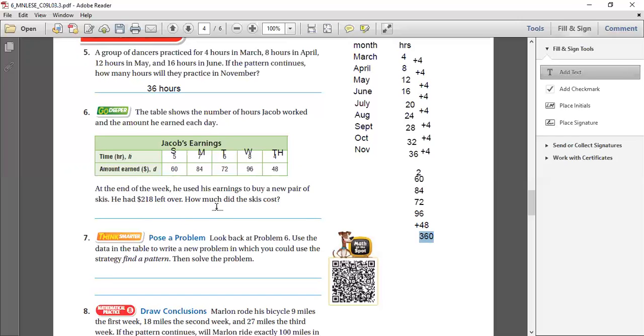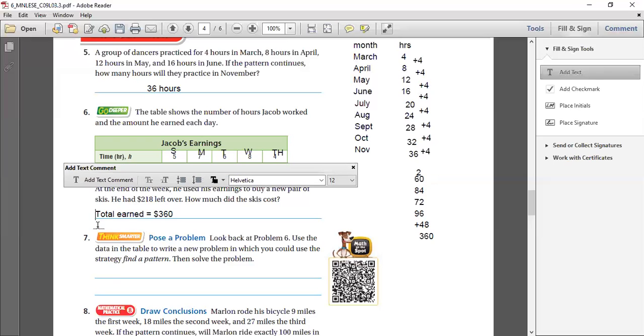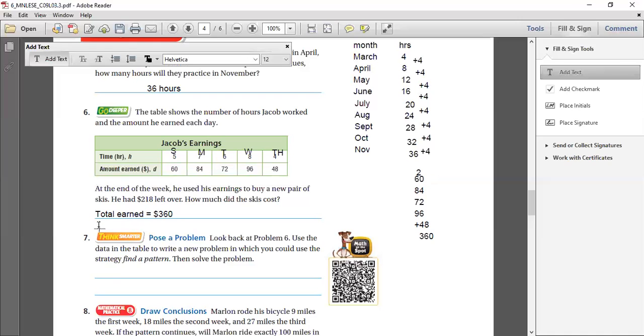So the question says, let's write it here. Total earned equals $360. Now, what did they say? After buying the skis, he had $218 left. So how are we going to find out the price of the skis? We have to subtract 218 from 360 to find the cost of the skis.